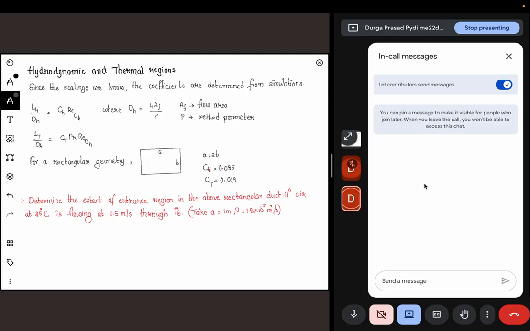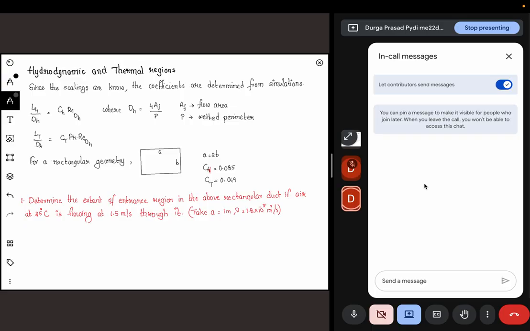Let's take a simple case where you have to determine the extent of entrance region in a rectangular duct of this cross section, where A equal to B, of air at 25 degrees Celsius flowing at 1.5 meters per second through it. Take that A to be 1 meter and B will be half. So it's a duct, let's say an HVAC duct, that is carrying air at this particular velocity. So what would be the length of extent of the entrance region, LH? So I'm asking you to find, say, the LH value.